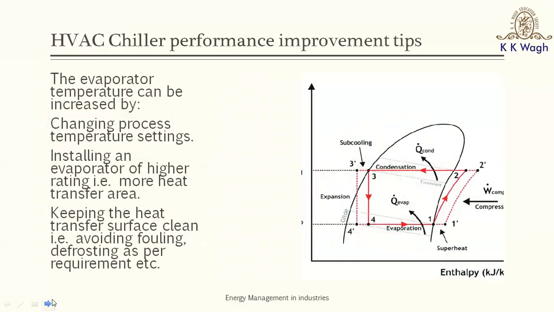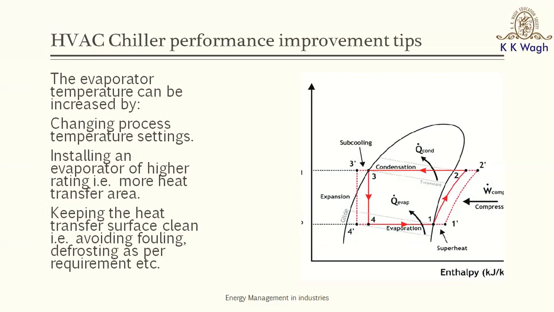How do you increase the evaporator temperature? We just said that a 1 degree rise in the evaporator temperature would give us a benefit of 2 to 4% increase in the coefficient of performance. Now, how can we practically increase this evaporator temperature? It can be increased by the following methods. We can change the process temperature settings. Depending upon your application, if you judiciously choose the evaporator temperature and set it to a higher level, then the evaporator temperature can be increased.